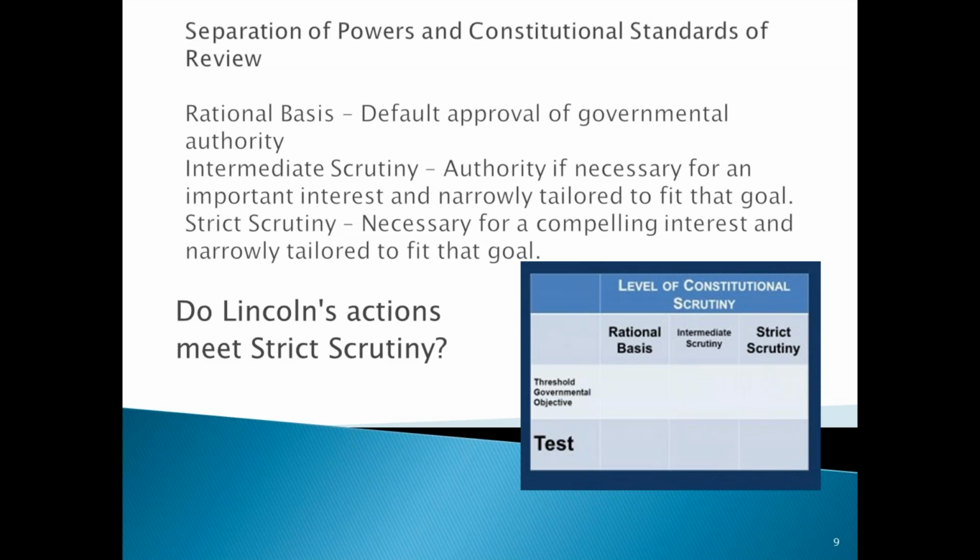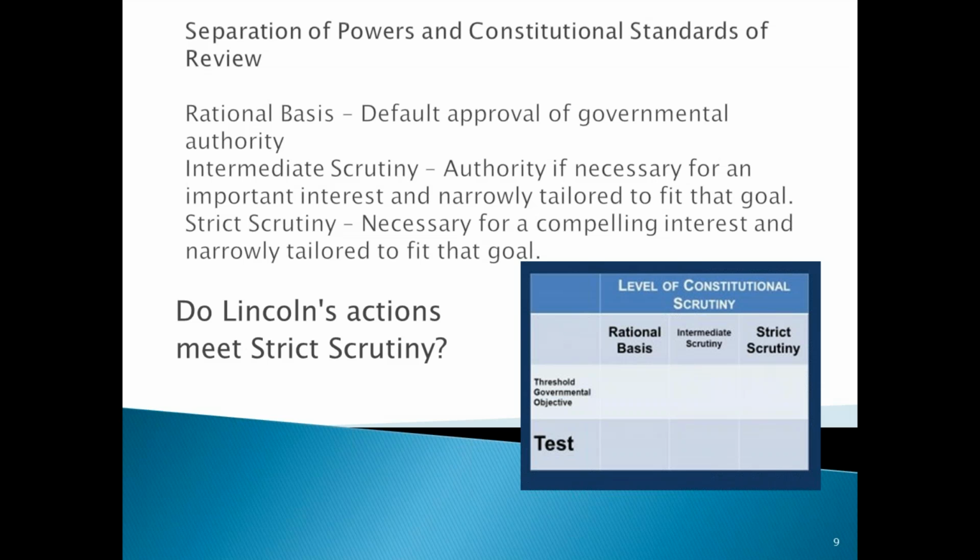And then the final test, the test where the government is by default not doing something constitutional, is what's called strict scrutiny. And that means that the act of the government has to be necessary to support a compelling interest and has to be the least restrictive means possible.